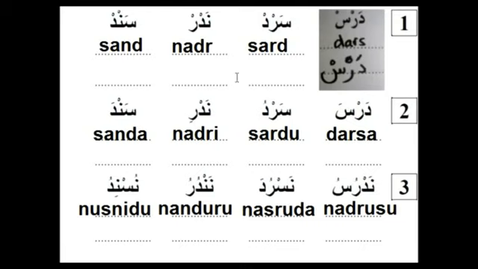Next word, nadir. Again, the dal with the sukun is just the same sound, da. Same sound as the dal, which is da. The ra, same sound as the ra, ra. Nothing changes. It's the same sound. It's just to show that there's no short vowel on it. Because as we said in the text, they do not put short vowels on their letters. They just keep them as it is. So this is just to indicate and to show them, so they know which letters have short vowels on them and which don't.